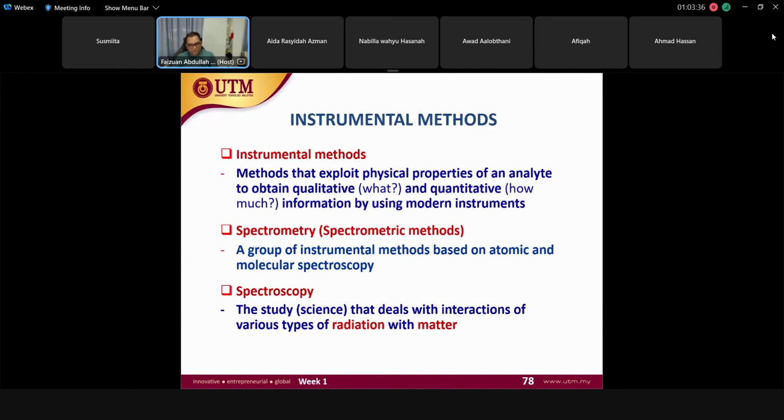All right, the spectrometric methods are a group of instrumental methods based on atomic and molecular spectroscopy.